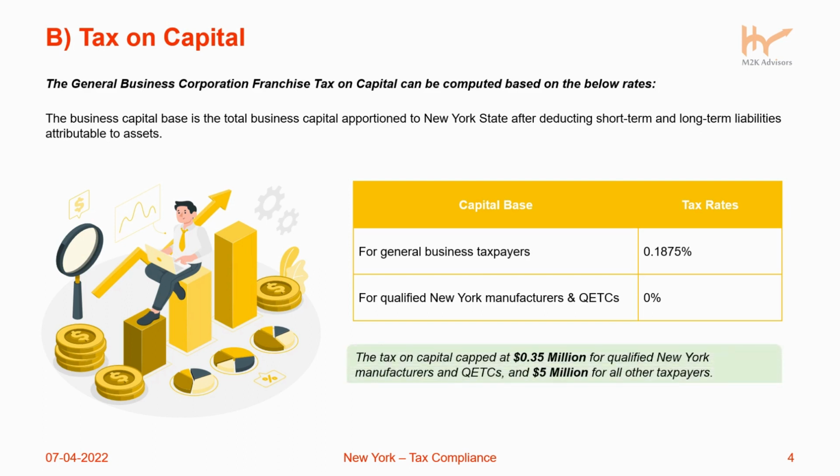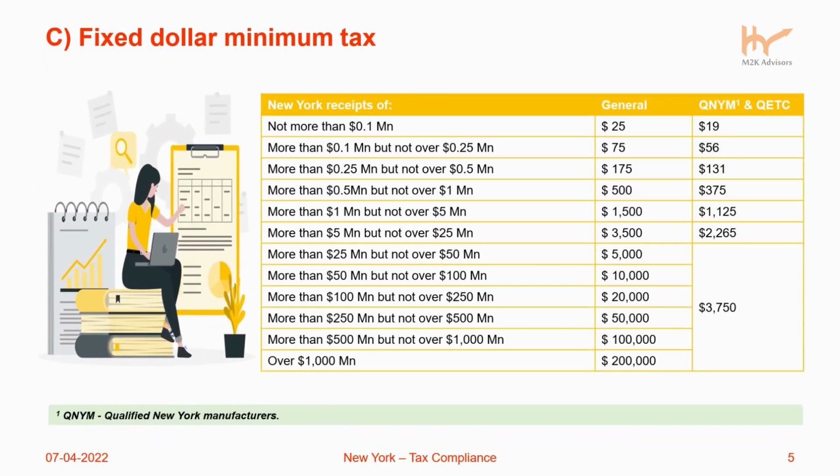The tax on capital capped at $0.35 million for qualified New York manufacturers and QETCs, and $5 million for all other taxpayers. C. Fixed dollar minimum tax. You may read the below table.